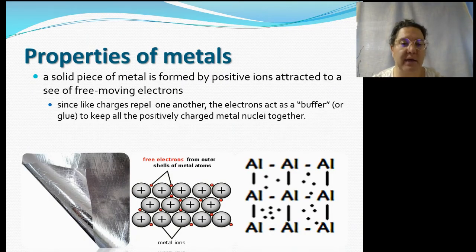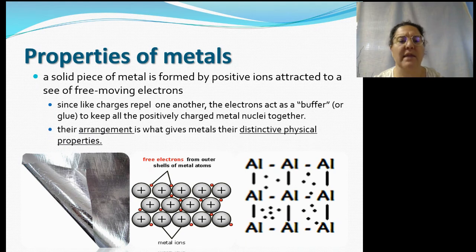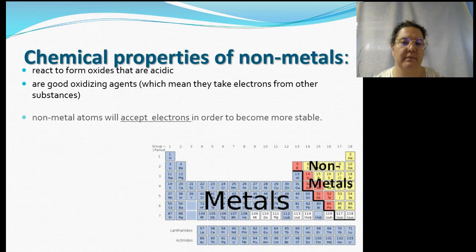So a solid piece of metal is formed by positive ions attracted to a set of free moving electrons. Since like charges repel, the electrons act as a buffer or glue to keep all the positively charged metal nuclei together, forming a sheet like aluminum foil. And this is what gives metals their distinct physical properties of ductility, malleability, as well as conductivity.